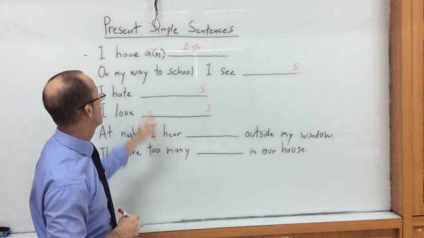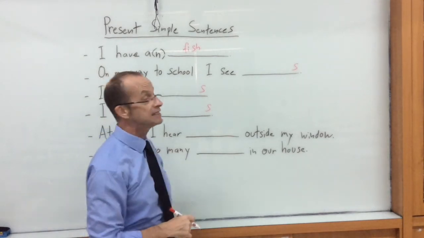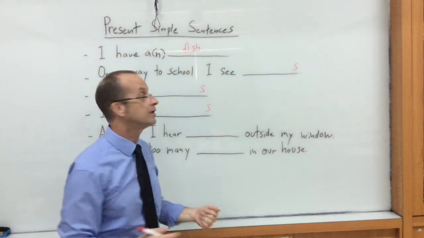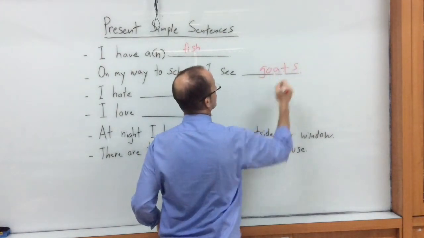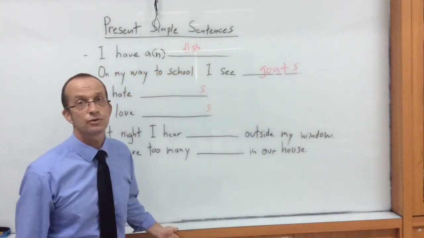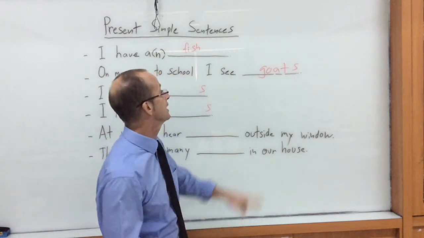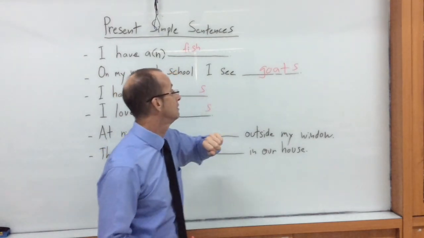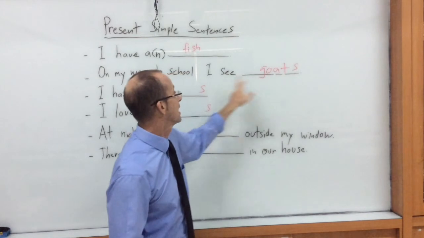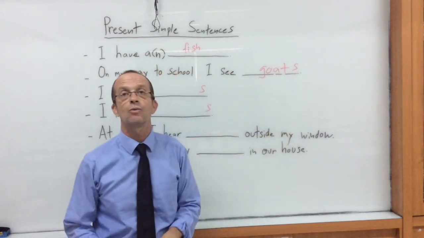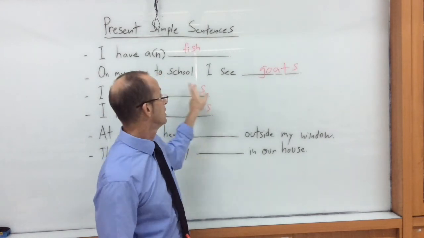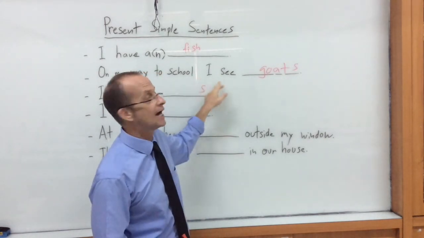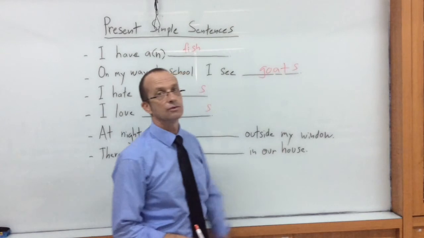Okay? On my way to school, I see. What do you see on your way to school? Do you see goats? Okay, maybe on your way to school you see a field with goats in it. Don't forget, if it's plural, we need the S. I see goats. Maybe you only see 1 goat. It's always there by the side of the road on your way to school. That would be on my way to school, I see a goat.